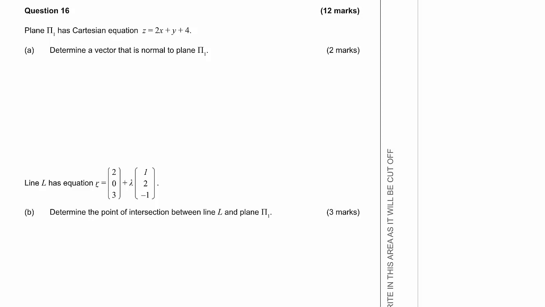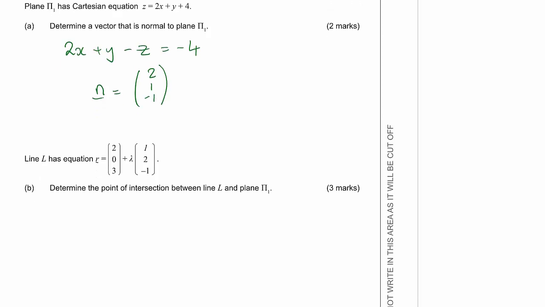Plane pi has Cartesian equation as given here. We want to determine a vector that's normal to the plane pi. So we could rearrange that into 2x plus y, take away z, is equal to -4. And then that's in the usual Cartesian form for a plane. And from that we can read off that the normal is 2, 1, -1.